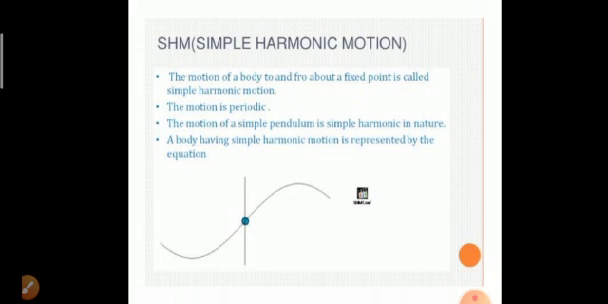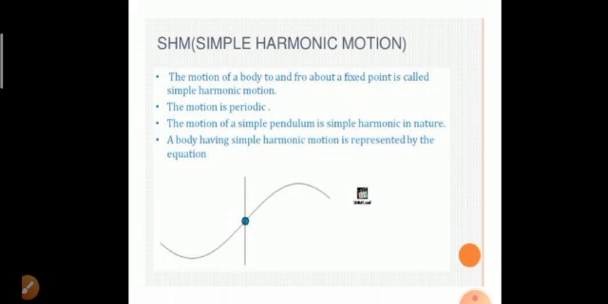First one is simple harmonic motion. What exactly is the meaning of simple harmonic motion, and why are we going to study simple harmonic motion? The second one is equivalent spring stiffness. The third topic is the equivalent damping concept.